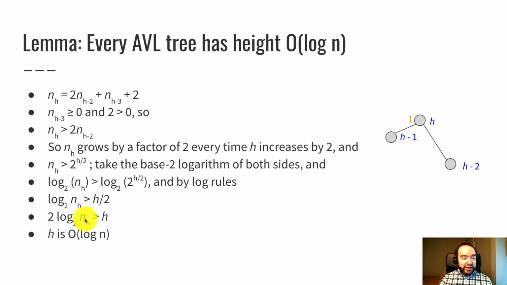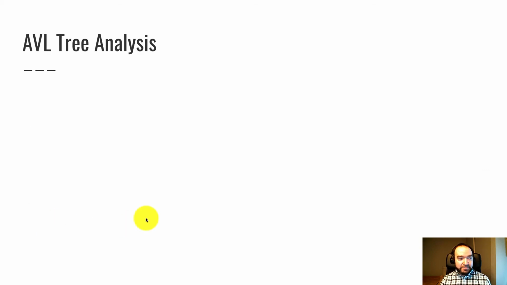So even in the worst case, the height of an AVL tree is at most 2 times the base 2 logarithm of the number of nodes. So the height is at most twice the logarithm, and we would say that constant factor 2 can disappear out of the big O notation. The height h is big O of log n, which is the result we wanted.